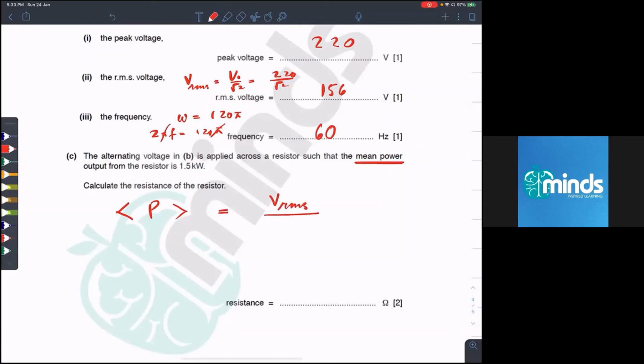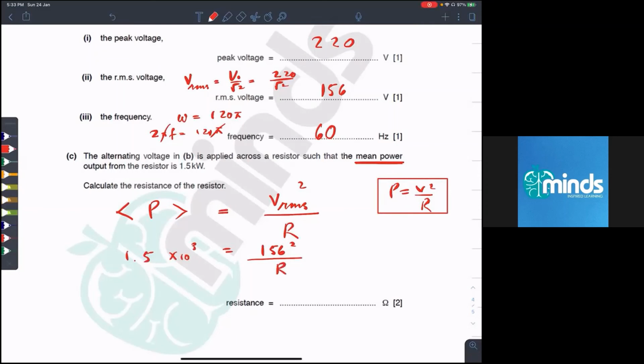So average power will be VRMS squared over R, because power is actually V squared over R. We need mean power, so we need to use the RMS value of the voltage. So VRMS squared over R, what is the value of VRMS? 156 squared. What is the mean power? 1.5 kilowatts. We can easily calculate the value of R. If I simplify this, what will I be getting? 16.13. Since this value is to two significant figures, 16.13 can be written as 16 ohm. But if you mention 16.2, it will work. But it's better to take care of significant figures.